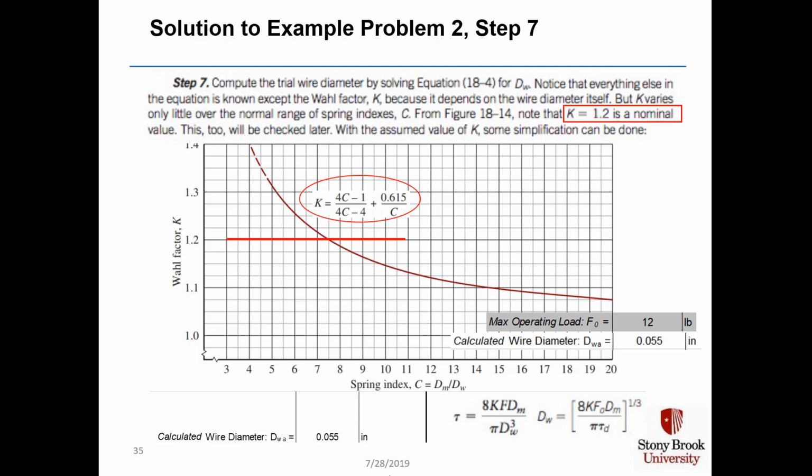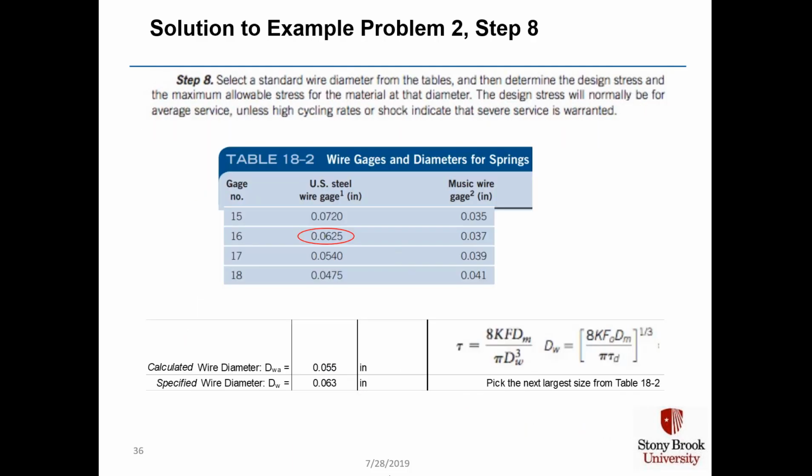But there's a catch. We can't necessarily buy a spring with a wire diameter of 0.055 inches. So we're going to need to look at the standard spring wire diameters and pick the one that's a little bit above it. When we look on our chart, we see that US steel wire gauge, which is what we're using, has a 0.0625 inch gauge, which is above the 0.055 inches, and so we select it.